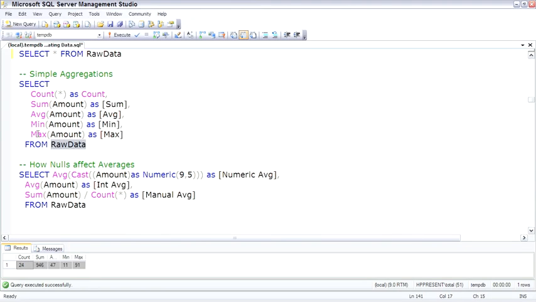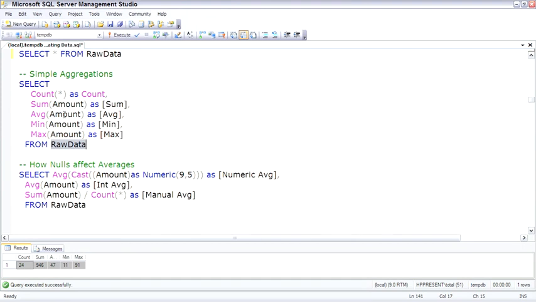Something to be aware of is that the average ignores or skips over any nulls as it averages it out. It's not good or bad. It's not a moral decision. It simply skips it over. So you need to be aware of this as you're calculating your averages. So the next query illustrates that, as well as how implicit conversions work for data types.